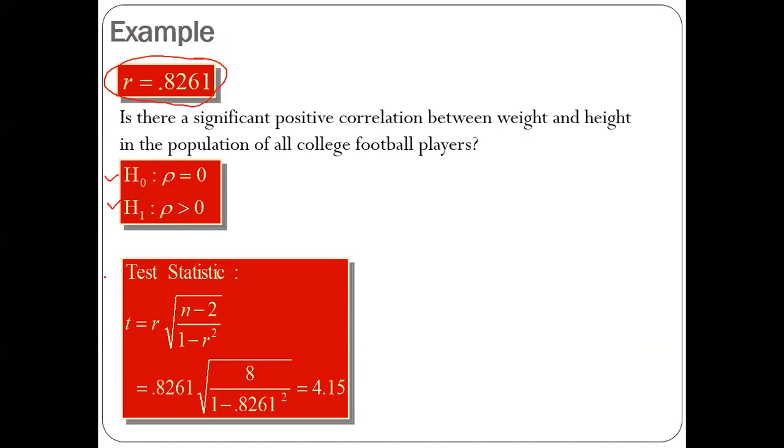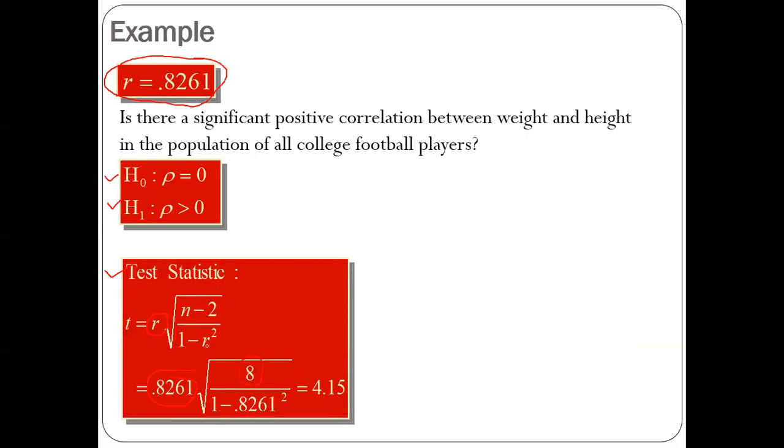Okay, so now the test statistic is T equal to R. The R value we already got from our previous calculation, that is 0.8261. So just insert the value here, 0.8261, and then square root with n. N is the total of sample. So the total sample of football players is 10. So 10 minus 2 is equal to 8.